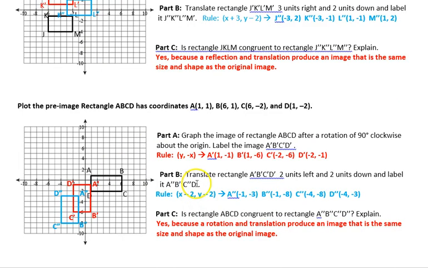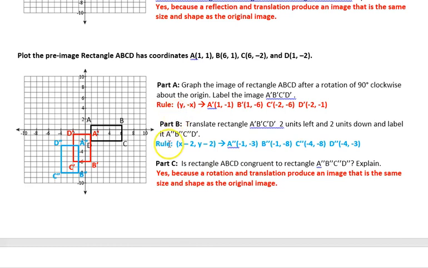All right, so down here for the last one, part A, we're going to plot A, B, C, D down here. That's our black one up here. Then it says graph the image of rectangle ABCD after a rotation of 90 degrees clockwise. Notice that word right there, clockwise. This is not counterclockwise like we learned. So a 90-degree clockwise rotation is a 270 degrees counterclockwise rotation.